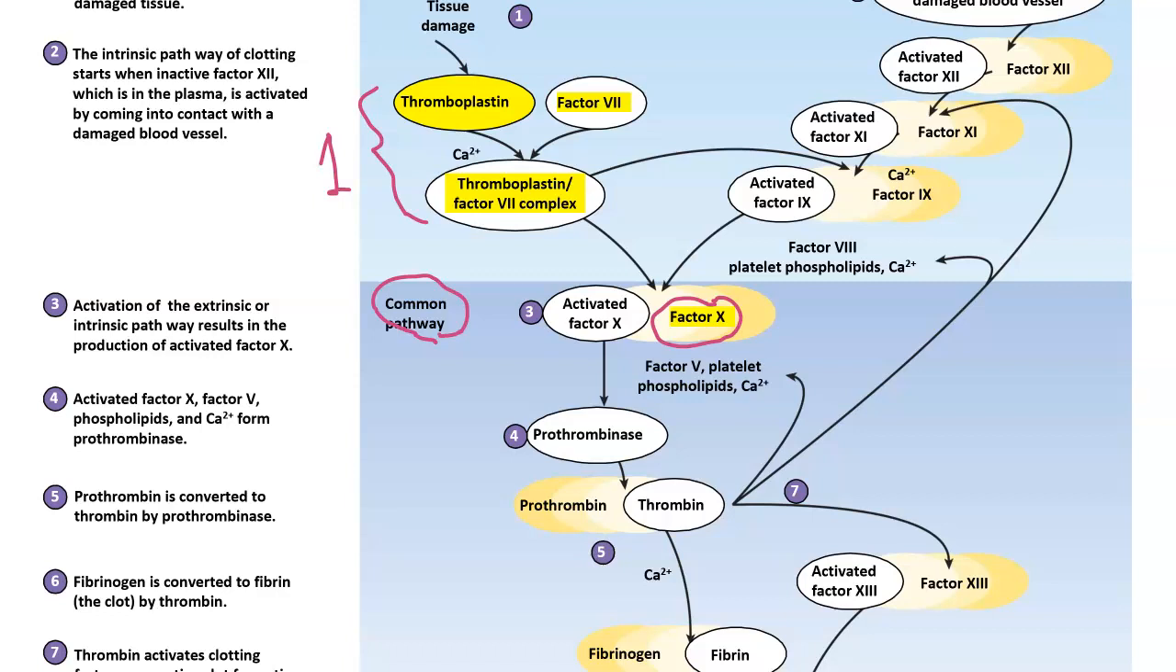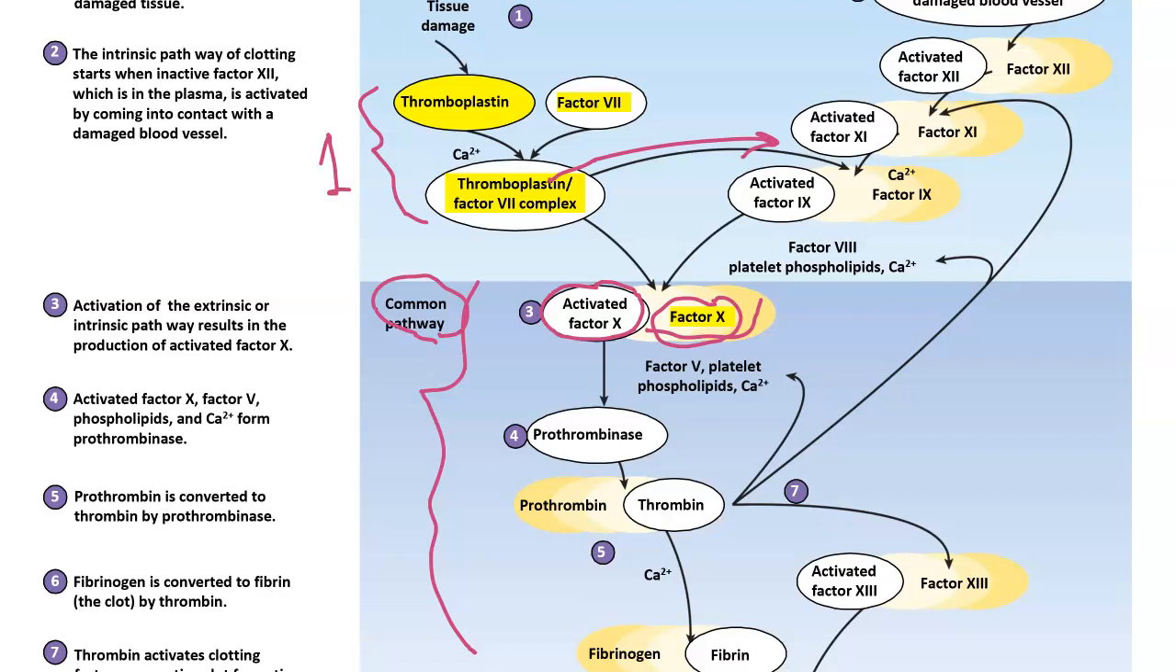The intrinsic pathway is activated a little bit later, and it does need the extrinsic pathway to continue its activation. It takes more steps, it takes a little bit longer, but it ends at the same place. It ends at an activated factor 10, right here. This is the activated factor 10, which will initiate the common pathway. So this right here is the common pathway, which will be initiated by the activated factor 10.